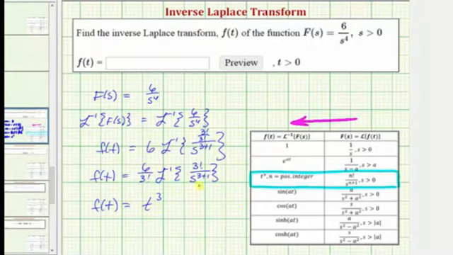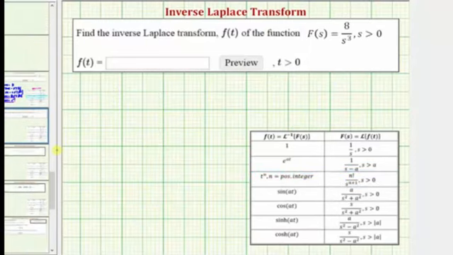Again, we did do some extra work here because 6 divided by s to the fourth fit this form perfectly, but many times it won't. So let's take a look at one more example. Here we're given big F of s equals 8 divided by s cubed. We want to use inverse Laplace transforms to find f of t.